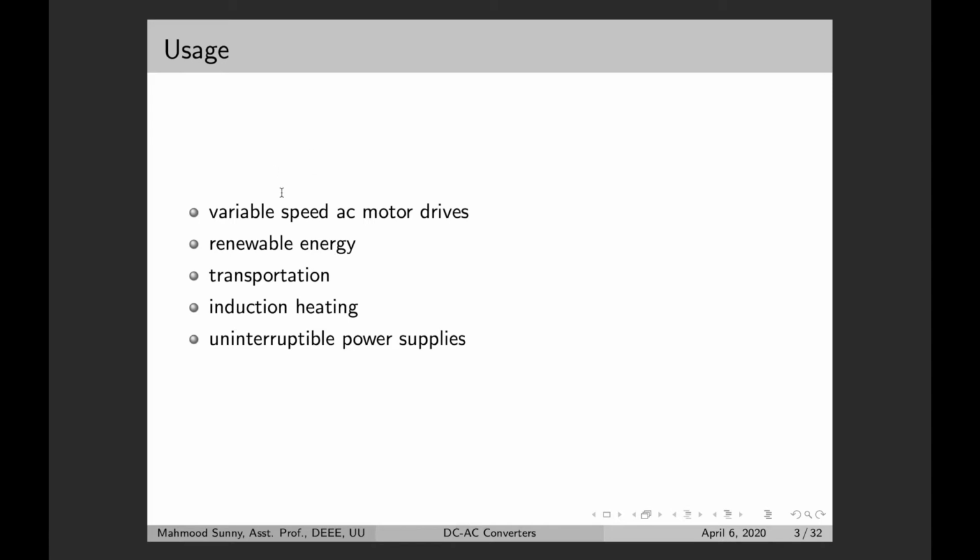So inverters are used in many fields. Here are some examples: variable speed AC motor drives, then in the renewable energy sector and in the transportation sector, and also, you know about UPS.